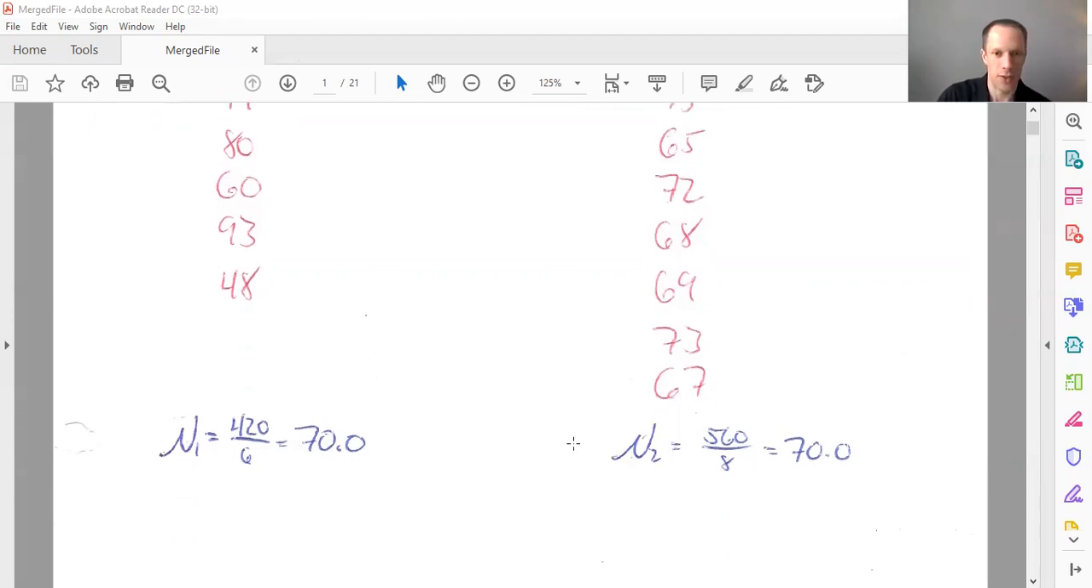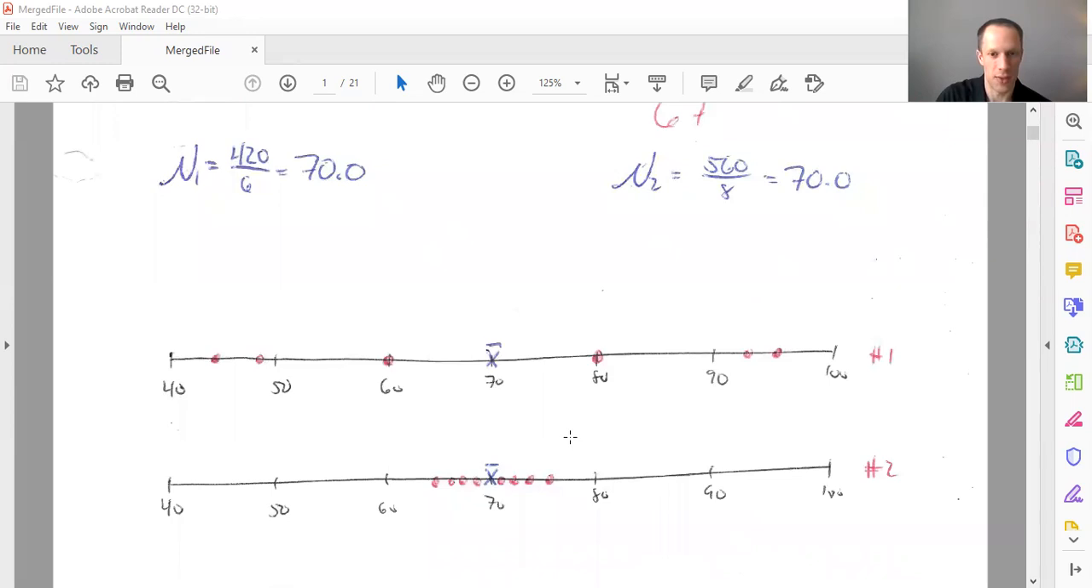But let me show you two pictures just to illustrate what's really going on here with these two data sets. I've taken each data set and I've plotted the numbers on a number line. Notice how the numbers in data set number 1 are kind of all strung out along the number line, whereas the data in data set number 2 is all clustered together. We want to have some kind of way of capturing how spread out the data is in a data set. It's not enough just to say that the mean is 70, because you can see that's the case in both of these data sets, but they're really quite different.